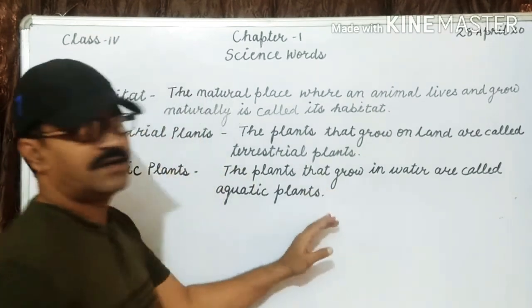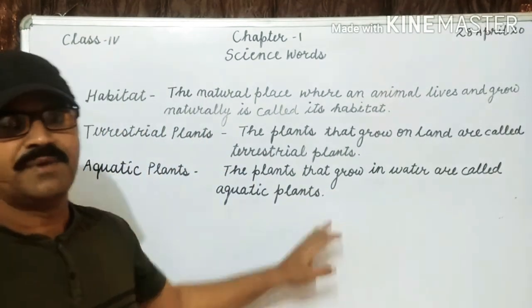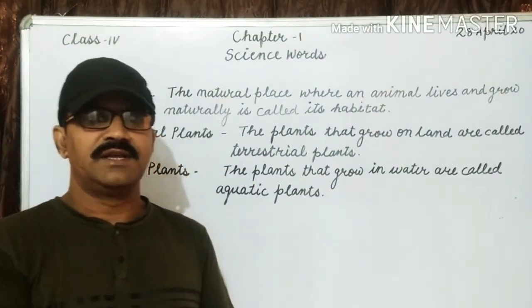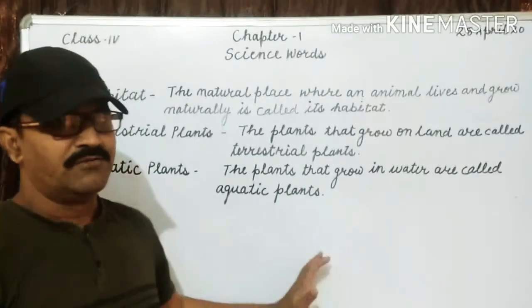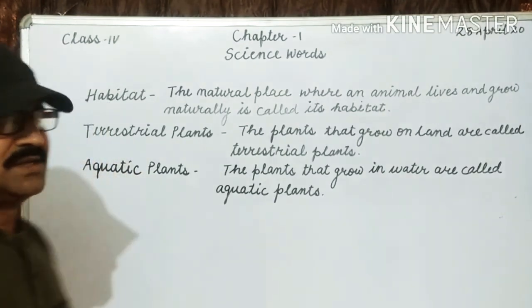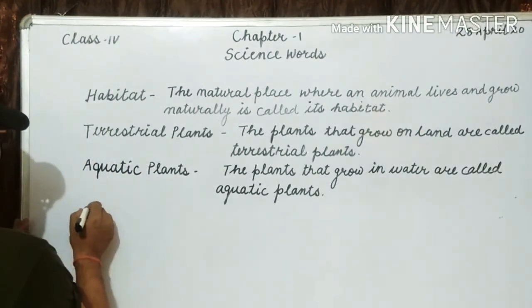Plants that grow in the water are known as the aquatic plants. Example, lotus, water lily, water hyacinth, pond weed. These are examples of aquatic plants. Next is photosynthesis.